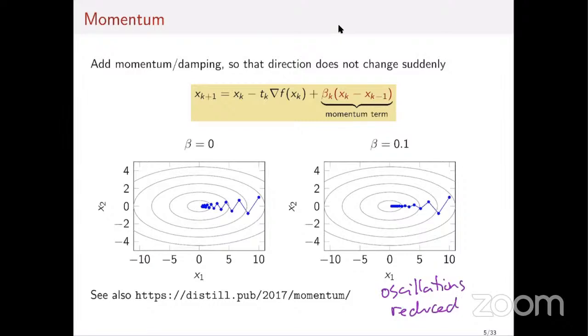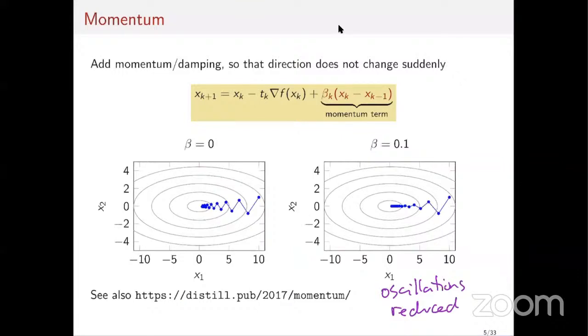Okay, so we have reduced oscillations. Having a certain beta strictly positive allowed us to stabilize the gradient method and not have it oscillate and wiggle a lot before reaching the optimum. Okay, it's a very simple idea.